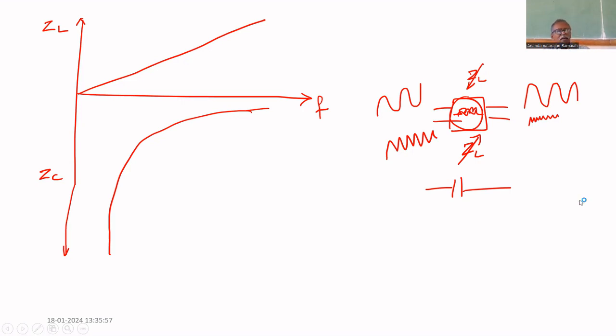That's why a capacitor is a DC arrestor. If it is DC, it means zero frequency. Zero frequency, what is the impedance? Its impedance is infinity. That's why it will not allow DC. As frequency increases, it allows.